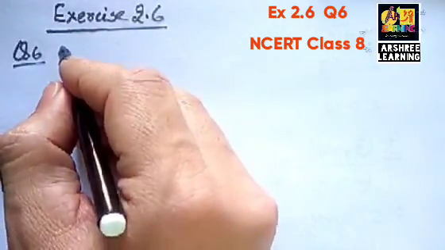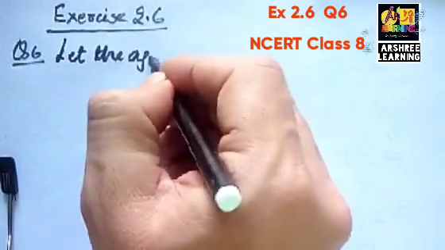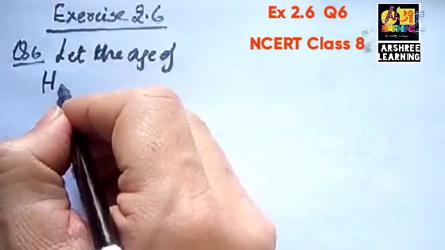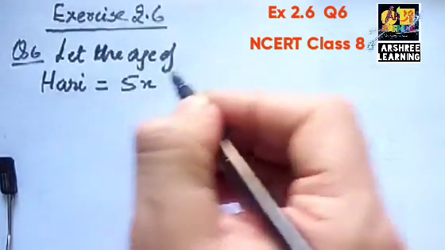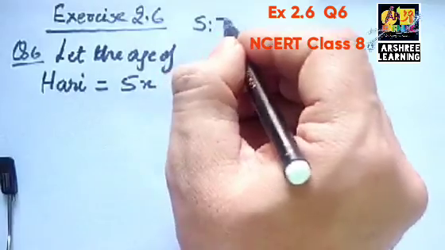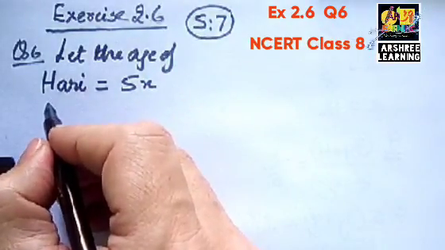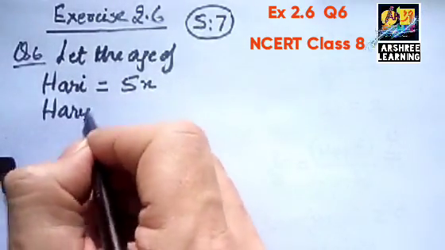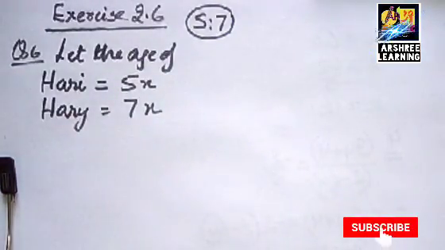Since it is given ages, we will write, let the ages, and we will mention the age. Let the age of Hari be 5x, because it is given 5:7. Since 5:7 is given, we will suppose the first name as 5x and the second name, Harry, will be 7x. So suppose the age of both as 5x and 7x.